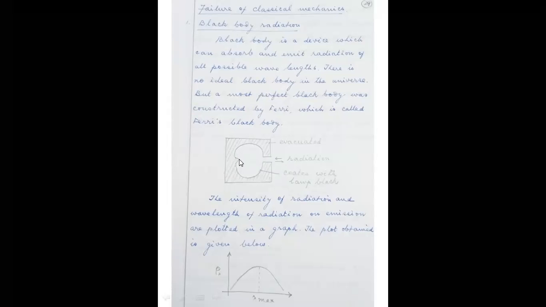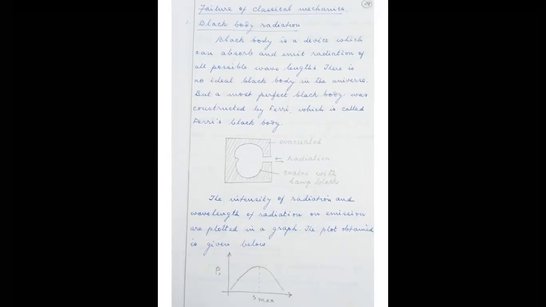And a small conical projection is made here to avoid the loss of radiation by direct reflection. Suppose a radiation comes inside and falls here, there is a possibility for it to get reflected and go out. So a small conical projection is made so that the radiation which falls in will experience multiple reflections on the walls of the inner portion of Ferry's black body, and the lamp black material which is coated here will store the radiation in the form of vibration of the carbon particles.